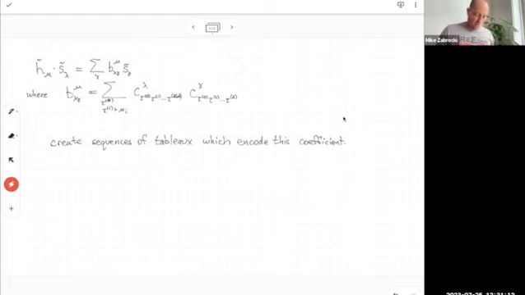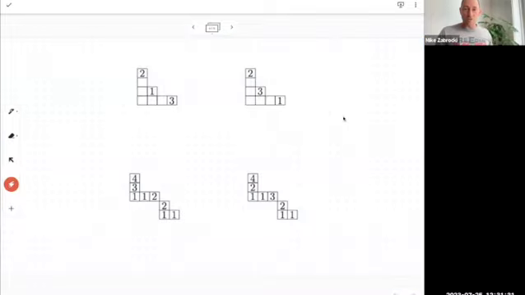Right. So how am I going to do this? What I'm going to do is use an object which encodes two different interpretations for the Littlewood-Richardson rule and kind of uses them in the same object. So what are my two interpretations of the Littlewood-Richardson rule?